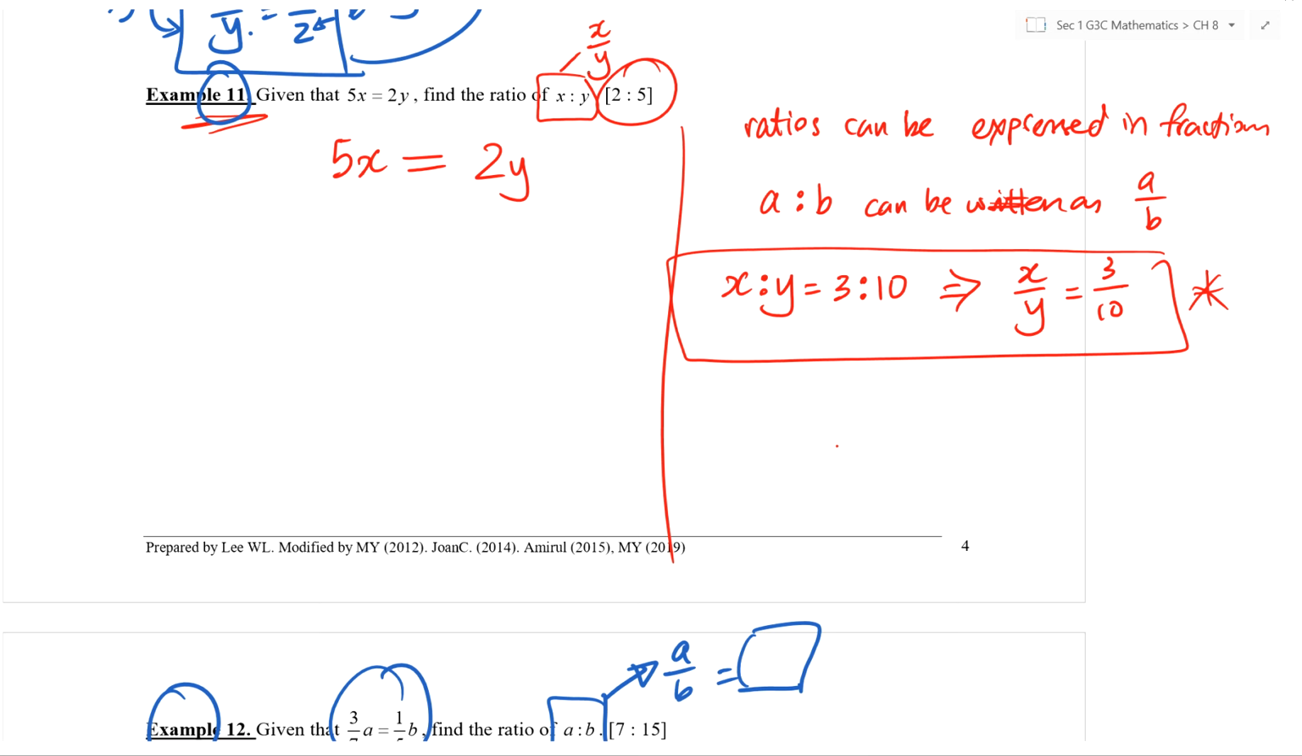Okay, right now the left hand side is 5x. I want to end up with x over y. What should I do? Divide by 5. Okay, you see there's no 5 over here, right? It's just x over y. So let us divide by 5. We must do the same over here, divide by 5. We arrive at x equals to 2/5 y.